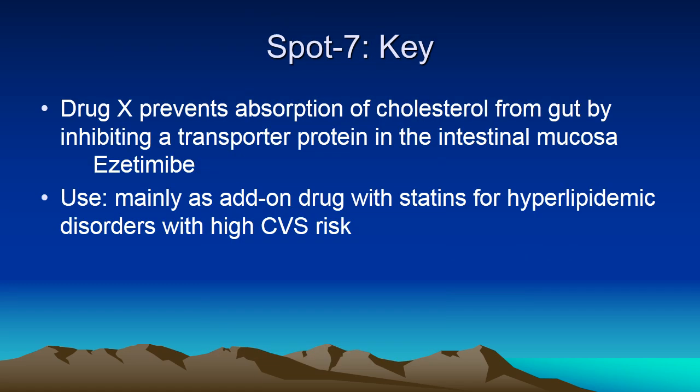Drug X prevents absorption of cholesterol from the gut by inhibiting a transporter protein in the intestinal mucosal cells. And this drug is the only one, that is ezetimibe. So ezetimibe is a drug that is mainly used as an add-on drug along with statins for the treatment of hyperlipidemic disorders in patients who have high cardiovascular risk.